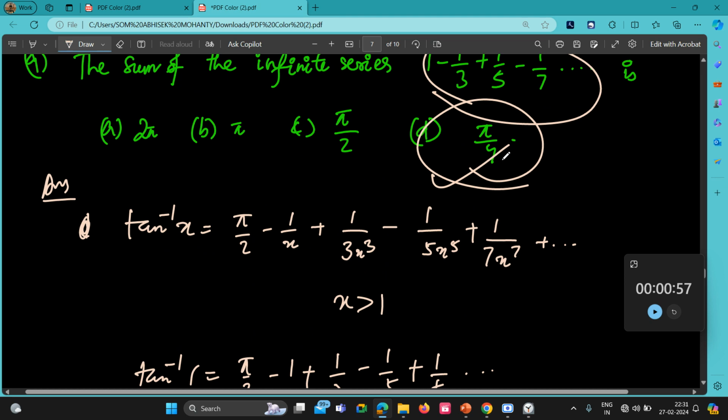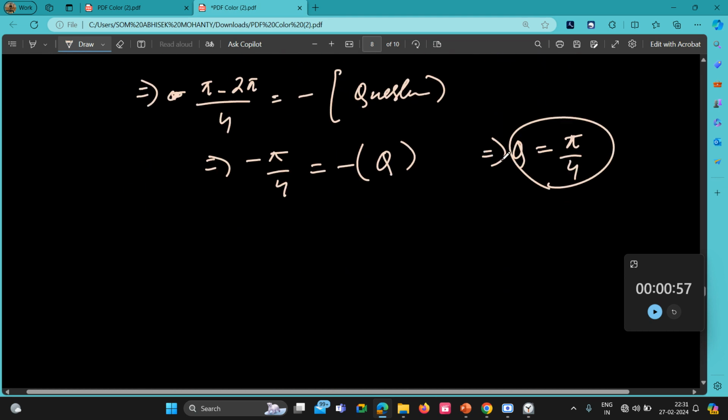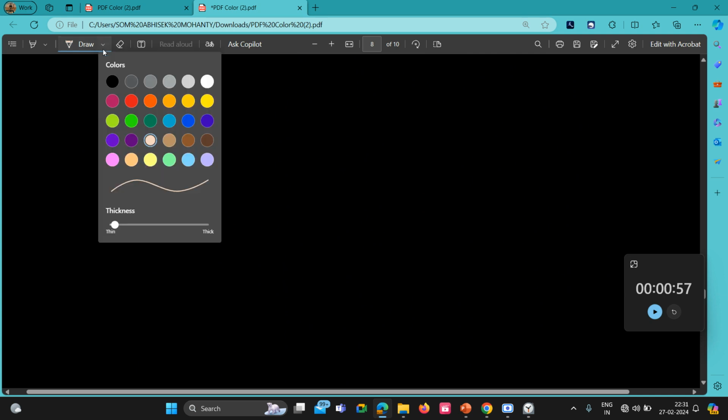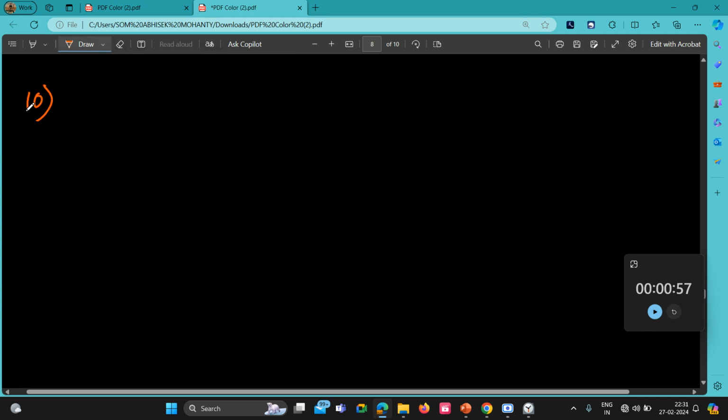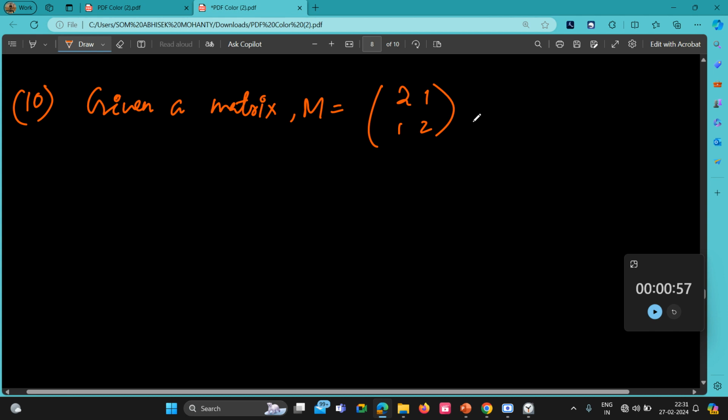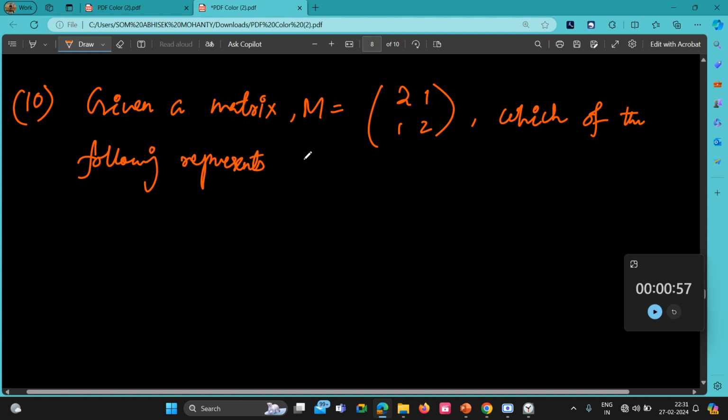Okay. One more question, but this one will be homework. Question number 10 will be homework. Right now, question number 10: given a matrix M equal to [[2, 1], [1, 2]], which of the following represents cos(pi M by 6)?